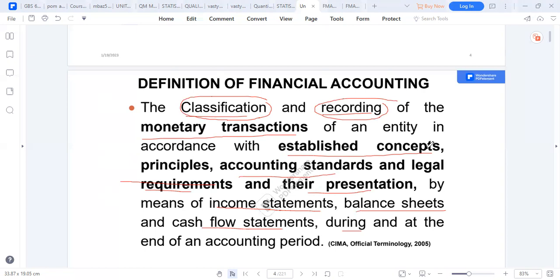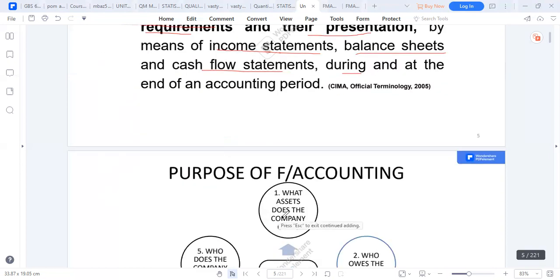So we have what we call the conceptual framework that will give us a guideline of the principles by which these must abide. Then the accounting standards, the legal requirements, and also there's a format of the presentation that we need to learn. And these key books, which we call the final accounts, come through an income statement, a balance sheet, and a cash flow statement. Each of these is presented either during or at the end of the period.